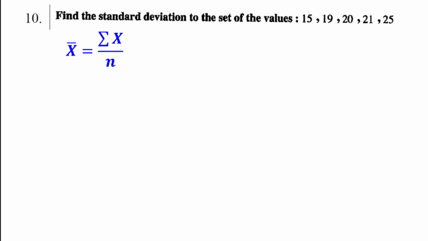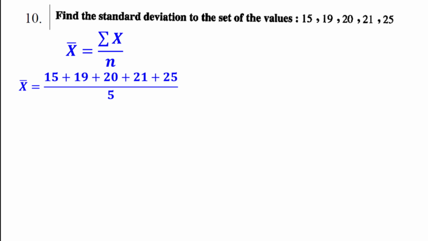Now we have here the values 15, 19, 20, 21 and 25 divided by what? How many values we have? Divided by 5. Don't forget. The sum will be 100. You can use your calculator. 100 divided by 5 equals 20. Now x bar equals 20.